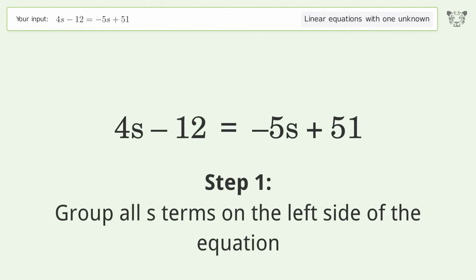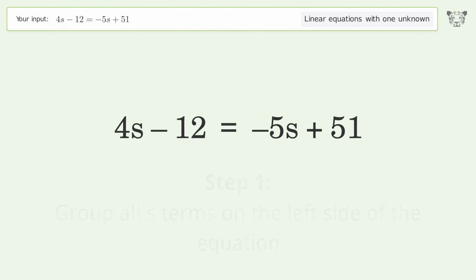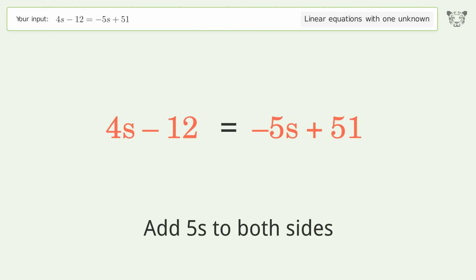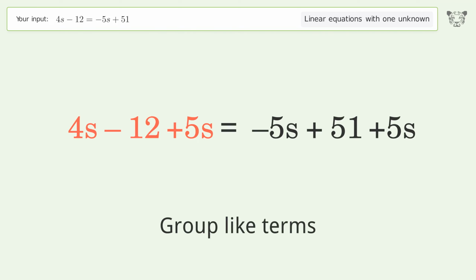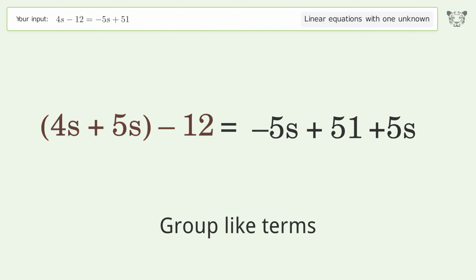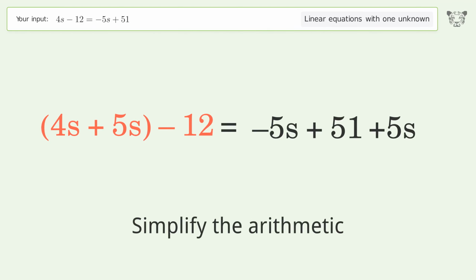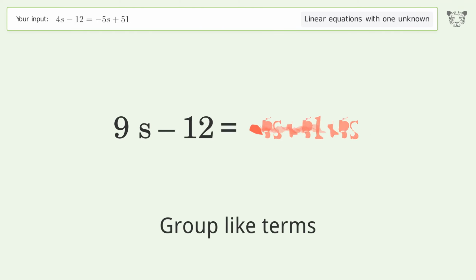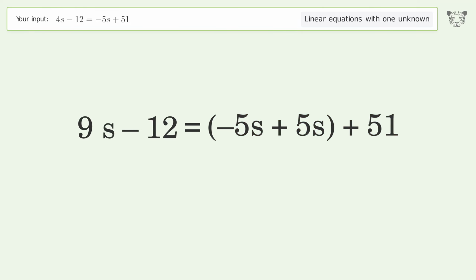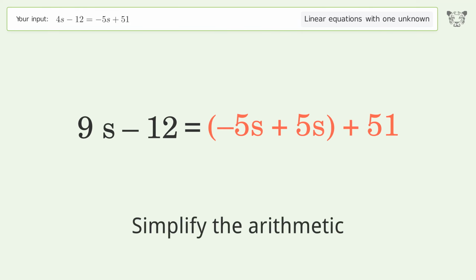Group all s terms on the left side of the equation. Add 5s to both sides. Group like terms. Simplify the arithmetic. Group like terms. Simplify the arithmetic.